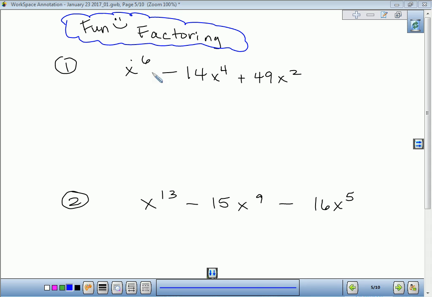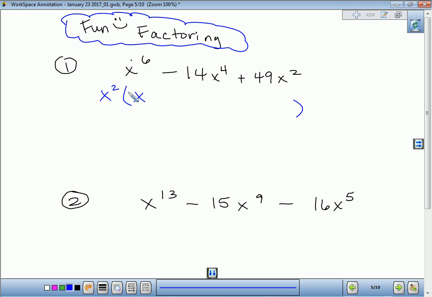Alright, so if we look at this first one, it has a GCF. What do they have in common? X squared. Now, we're going to take that out, and we're going to think about this. Because when I factor something out, I'm writing it as a product, which means I'm multiplying. And when I multiply variables, I add their exponents.